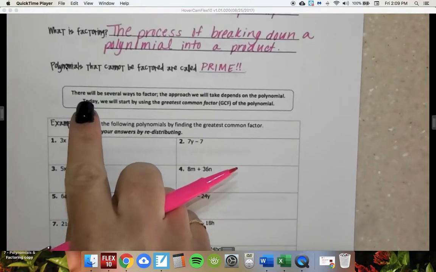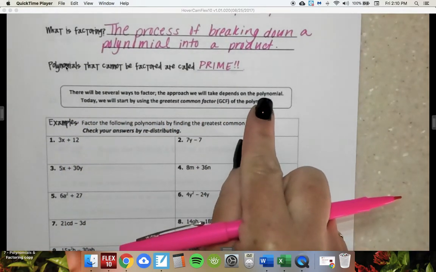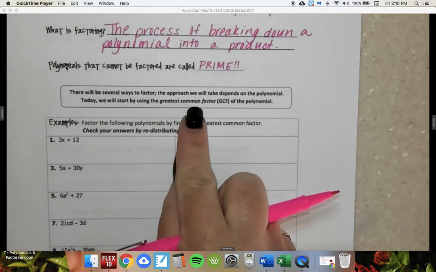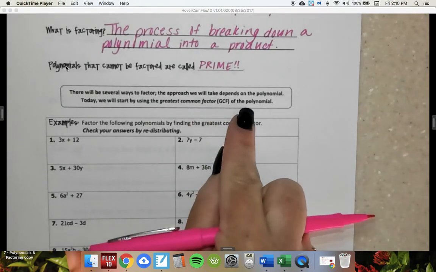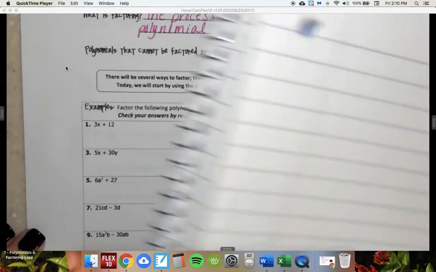Here it says, there will be several ways to factor. The approach we will take depends on your polynomial. Today, we will start by using greatest common factor of the polynomial. In other words, I'm going to ask you to think of what is the biggest number and what are the most variables that you can factor out of each piece of the polynomial. You'll see what I mean here in just a second. Let's start with this one.